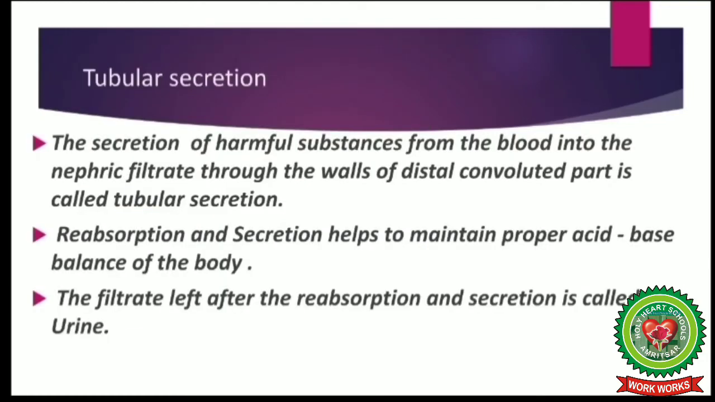Next is tubular secretion. The secretion of harmful substances from the blood into nephric filtrate through the walls of the distal convoluted part is called tubular secretion. Some substances such as creatinine, potassium ions, ammonia and drugs are added to nephric filtrate by the cells of the distal convoluted part. Reabsorption and secretion help to maintain proper acid-base balance of the body. The filtrate left after the reabsorption and secretion is called urine.